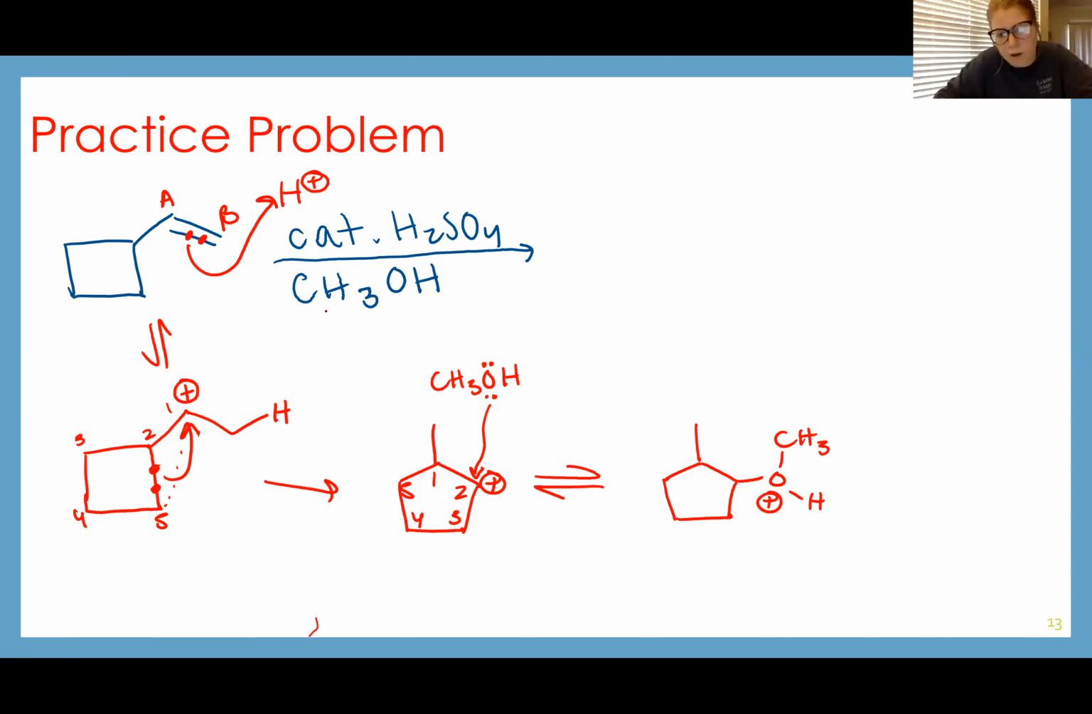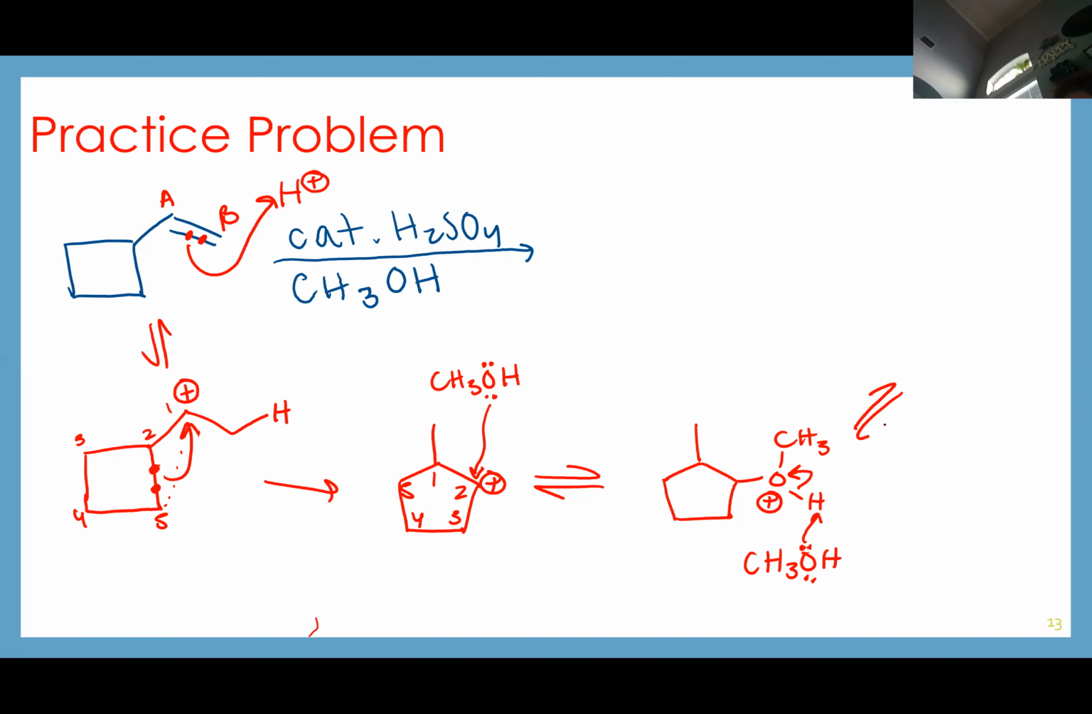Would you take away one of the hydrogens on there to give the electrons to the oxygen? Right. We don't want to have this positively charged oxygen, so we're going to deprotonate it. Okay, so we end up with this ether as our main product.